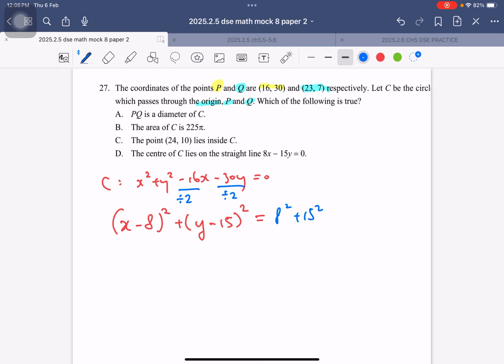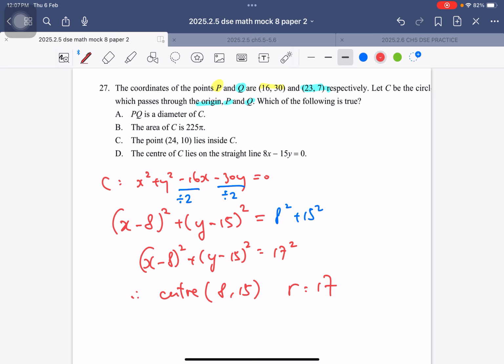Okay? So we have x minus 8 squared plus y minus 15 squared is equal to 17 squared. So the center is 8, 15, and the radius is 17. Okay, so now we can start our multiple choice.